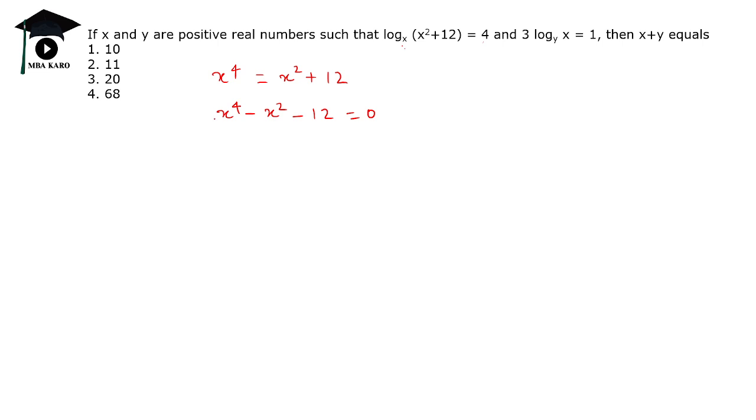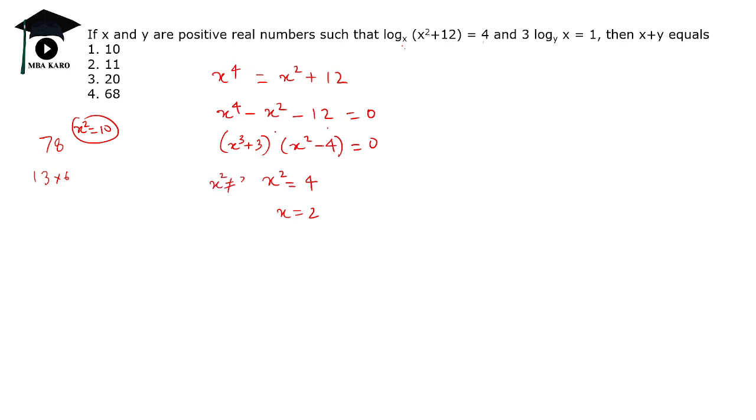So the way I solve questions like this, if it's a quadratic equation, I may take 100, 10, and the number which is there. So it turns out to be 78, which is 13 into 6. Okay, so I treat x square as t, put x square equal to t and solve this equation. So (x square plus 3)(x square minus 4) equals 0. So x square is 4. Okay, positive real number, so that means x will be equal to 2. Now x square cannot be minus 3, not possible. So we will take x as 2.